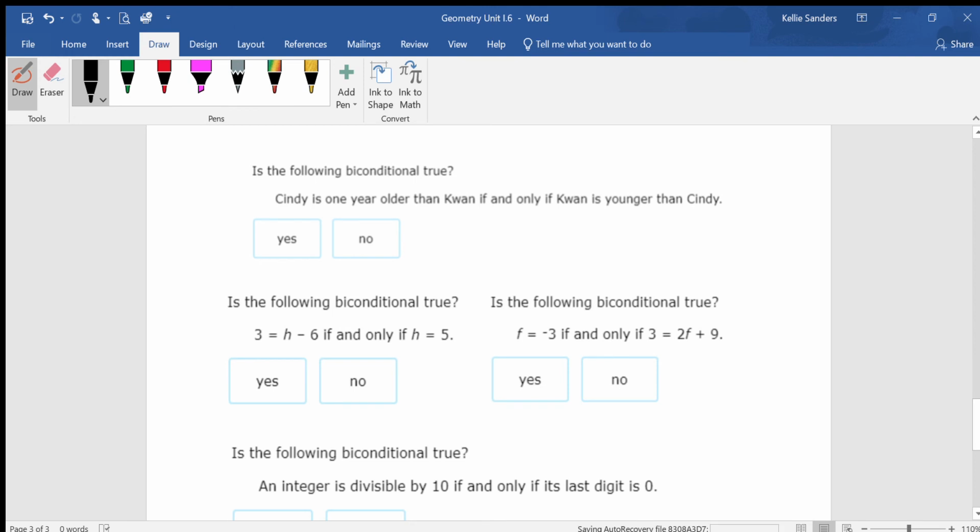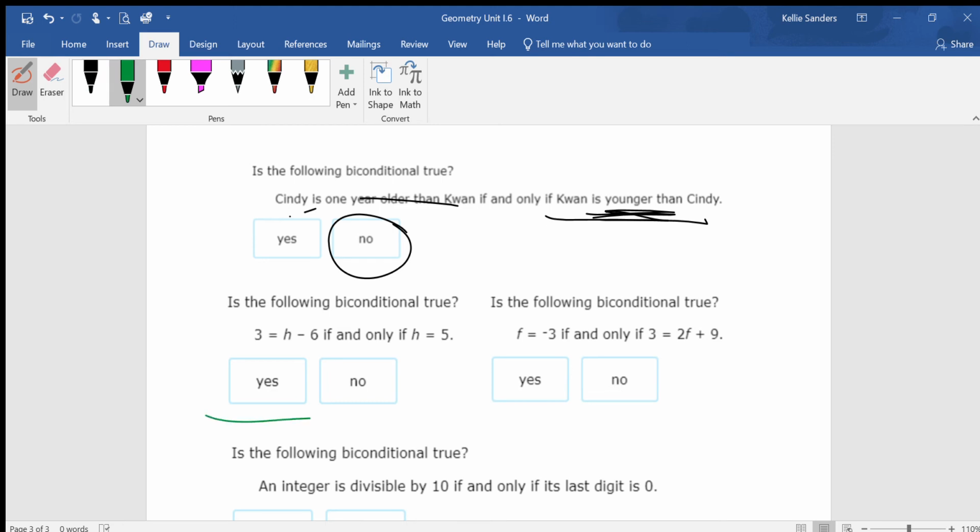Is the following conditional true? So both, with the ifs and the thens and everything, they both have to be true. So let's see what's happening. Cindy is 1 year older than Quan if and only if Quan is younger than Cindy. Well, if Cindy is older than Quan, then Quan is younger than Cindy, but this isn't very specific. This is just saying Quan is younger than Cindy. He could be 1 year younger, or he could be 10 years younger. It has to be saying the same thing on both sides. So this is a no.